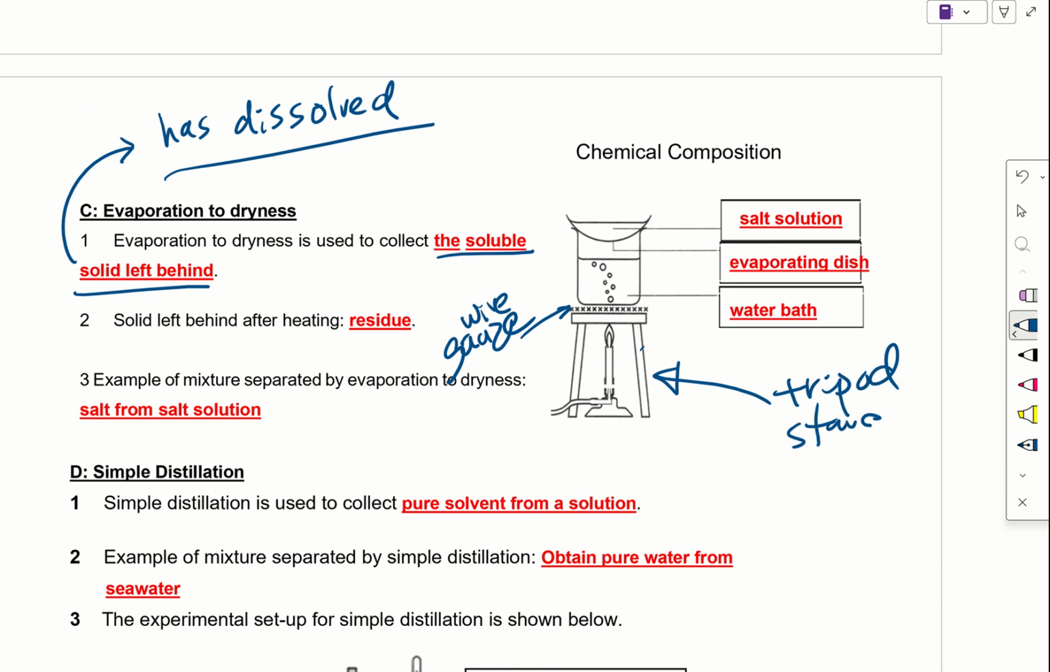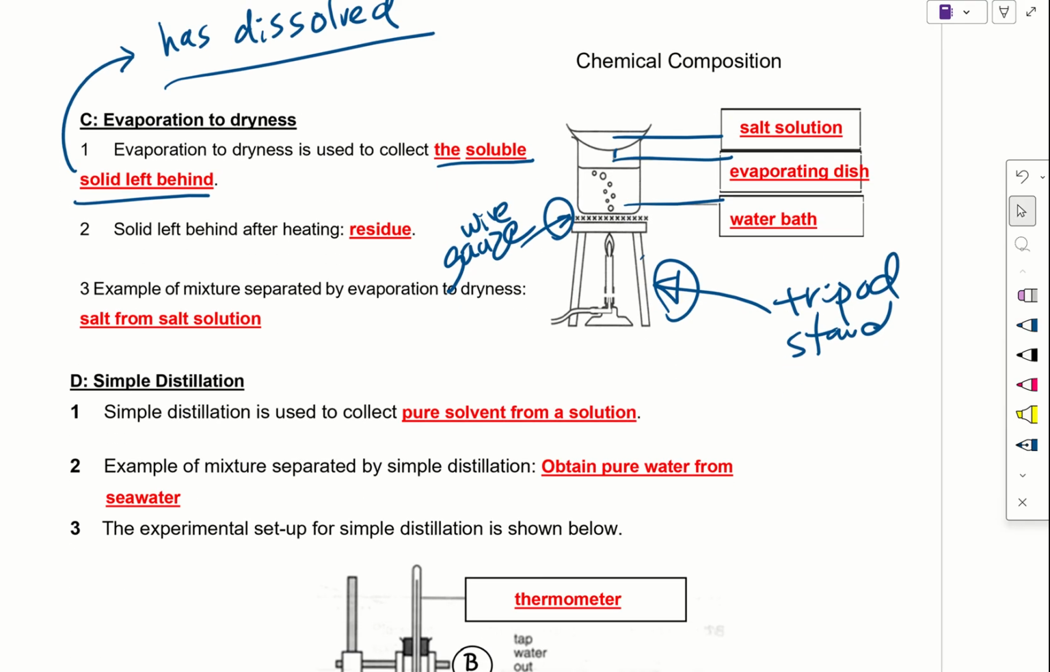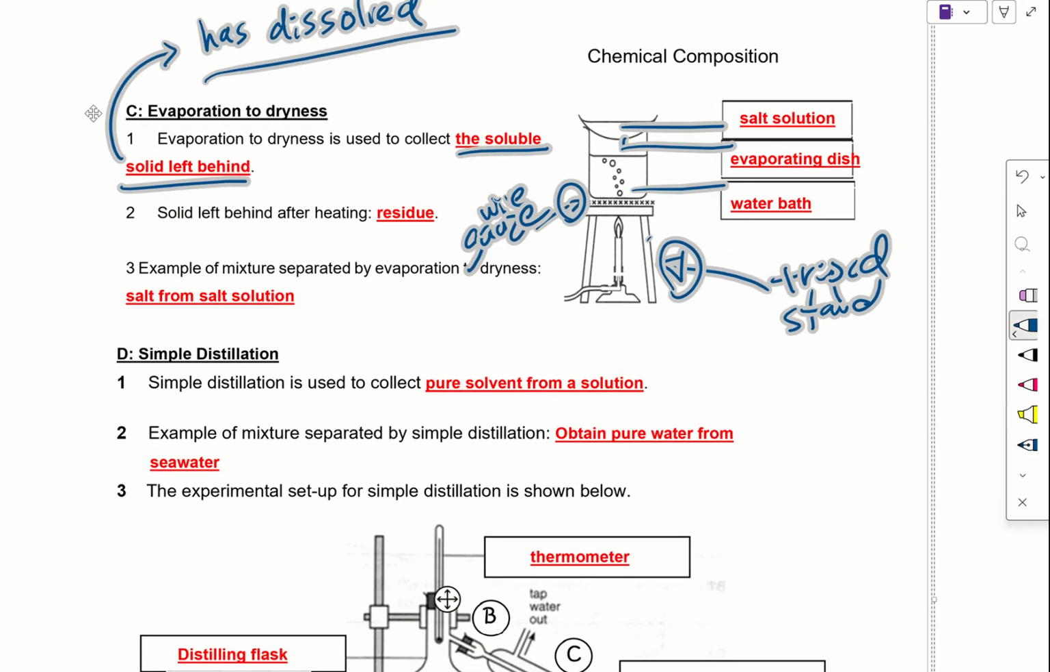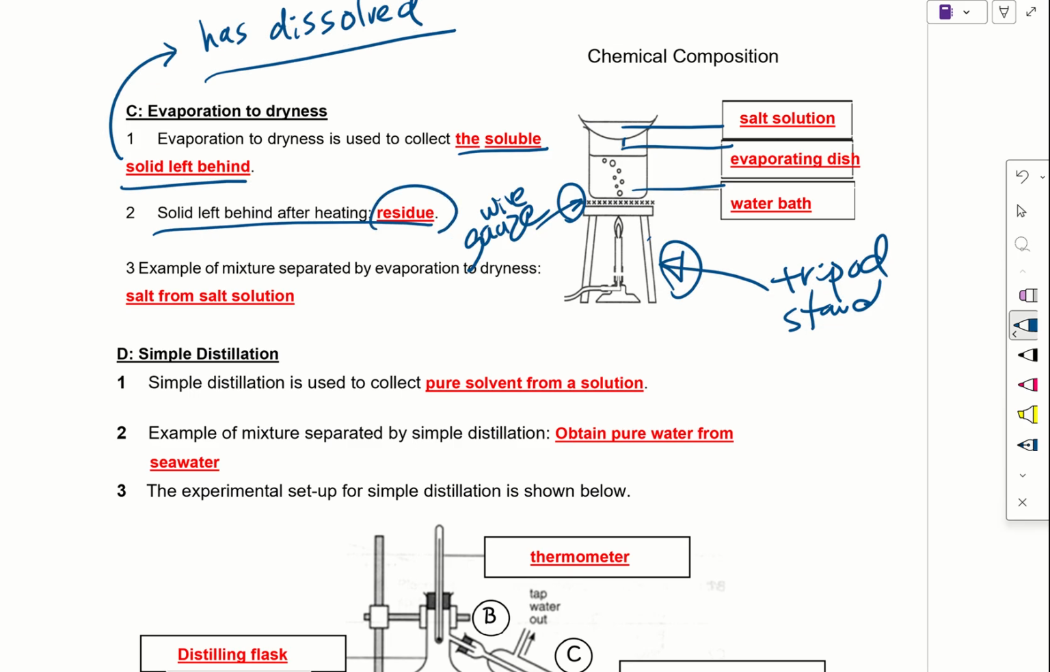Okay, please don't use arrows like me, right? You should be using straight lines to point to the object. Then we have this evaporating dish. This one is the evaporating dish, and we have a water bath. I'll explain the water bath later. The solid left behind after heating will be the residue.